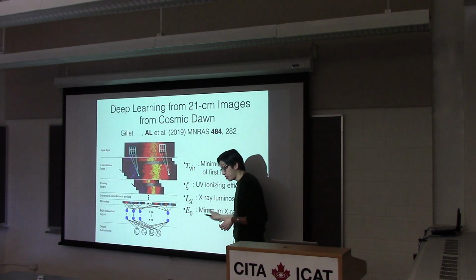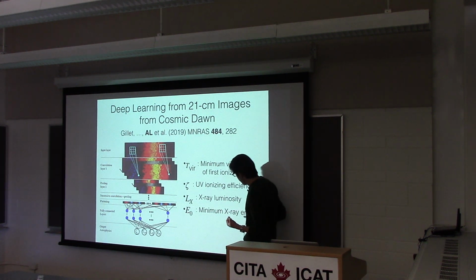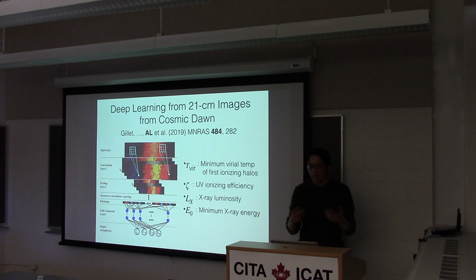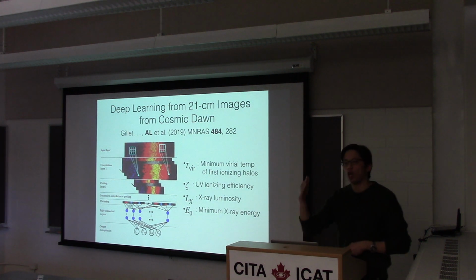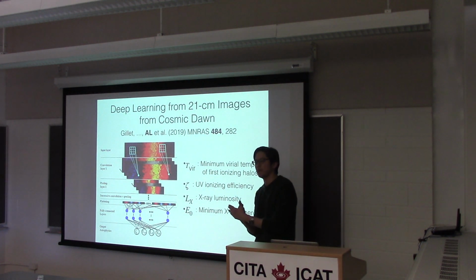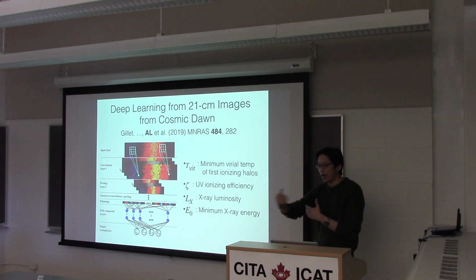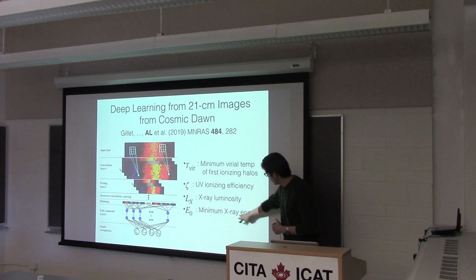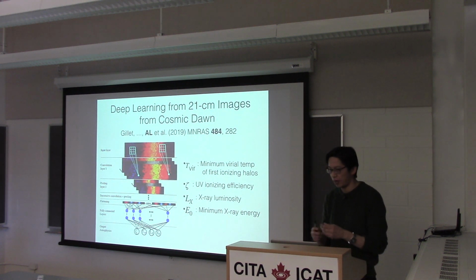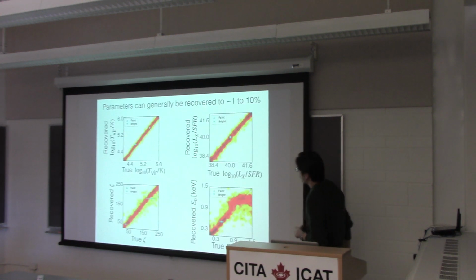The X-ray luminosity of each of these galaxies, as well as the minimum X-ray photon energy. So the idea here is that for low energy soft X-rays, it's actually relatively easy for the interstellar medium of these galaxies to absorb them before they can get out into the intergalactic medium and have an effect. And so there's some sort of minimum threshold of X-ray photon energy that must be met before you can affect the IGM.